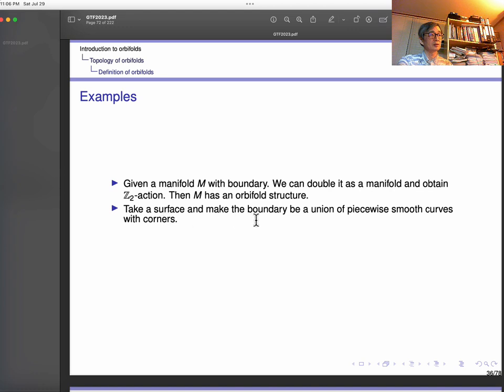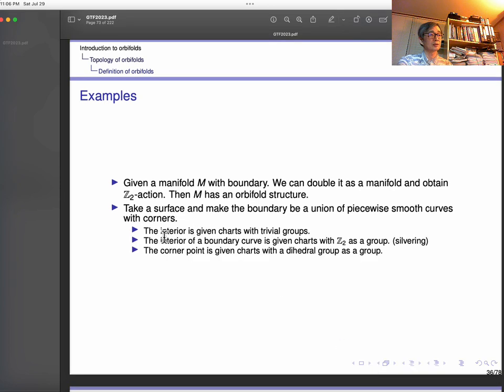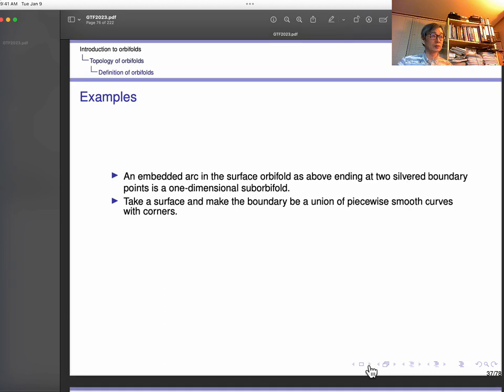And another is to take a surface whose boundary is the union of smooth piecewise curves with corners. So this becomes a surface with corners. The interior is given charts with trivial groups, and the interior boundary curves are given charts with G2 as the group. So this is called silvering. And corner points are given charts with some dihedral group as the group. Okay, so then this will make your surface into an orbifold. This doesn't change any set, you're just changing these atlases, and that will give you a chart on the orbifold structure. So an embedded arc in the surface orbifold that's above, ending at two silver points, is sort of one orbifold.